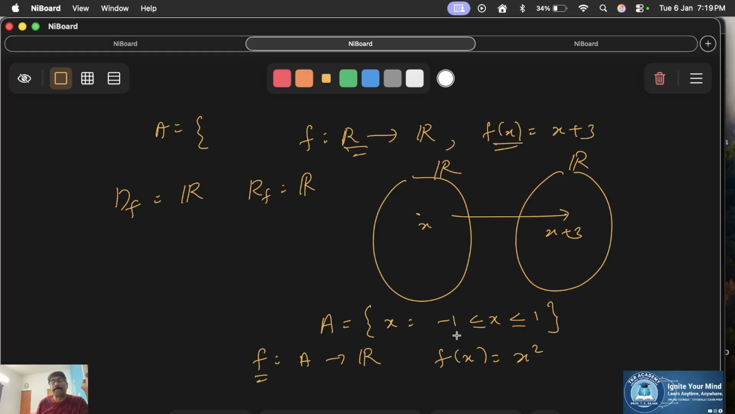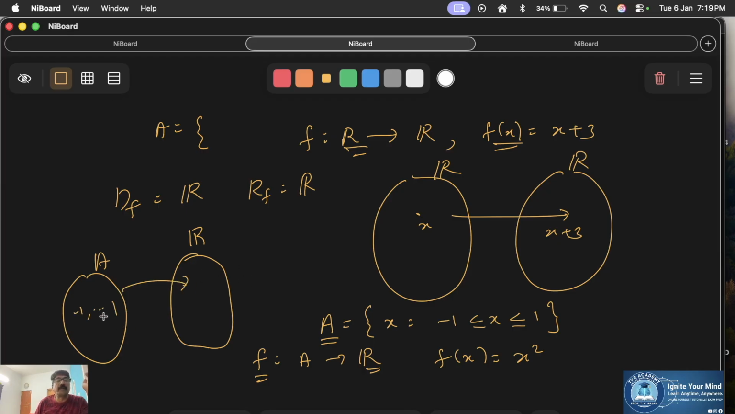Let us see. Here the domain is the whole set A, because it is a clearly well defined function. Every element x has its square in R. This is A, this is R. This consists of all the numbers from -1 to 1, and R consists of all the real numbers. So whatever x you take here, it has a square, and that's clearly a real number.